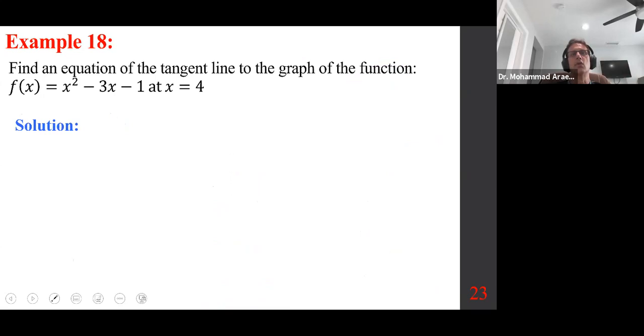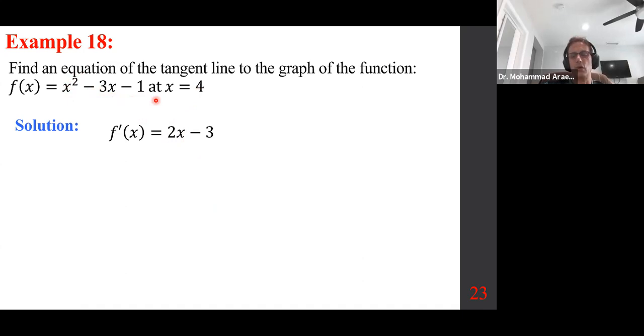Equation of a tangent line. As always, we need 2 things for finding any line. We need a point, and we need the slope. To find the slope, we differentiate. Now, if I plug in 4 here, 2 times 4 minus 3 equals 5, that is the slope. X is 4. If I plug in 4 here, 4 squared is 16, minus 3 times 4, which is 12, makes it 4, minus 1 makes it 3.